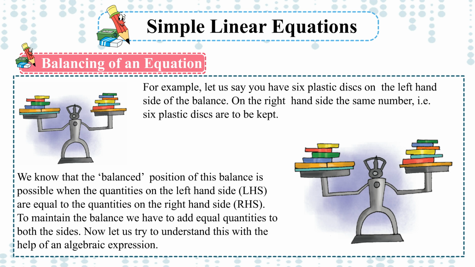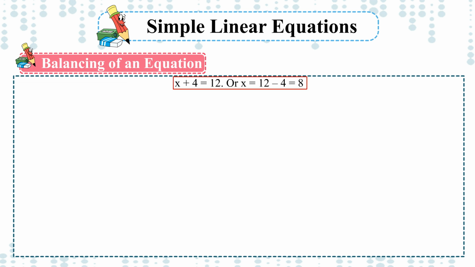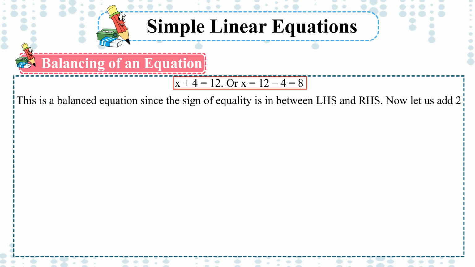Now let us try to understand this with the help of an algebraic expression. x plus 4 is equal to 12, or x is equal to 12 minus 4, which is equal to 8. This is a balanced equation since the sign of equality is in between LHS and RHS.